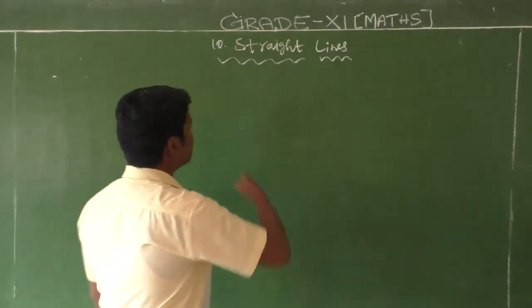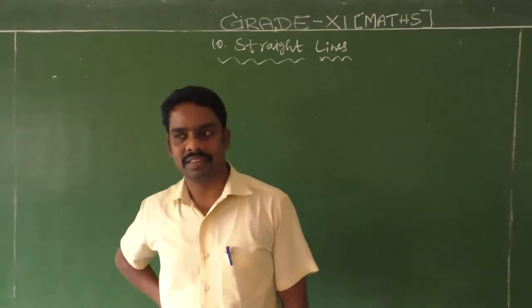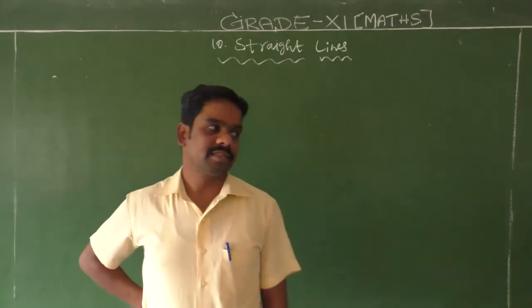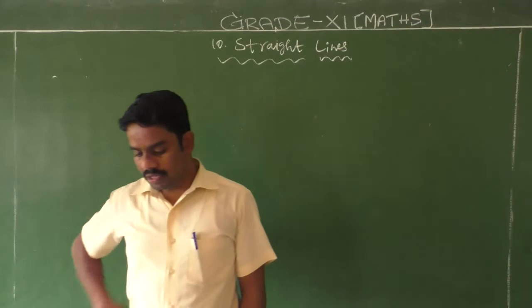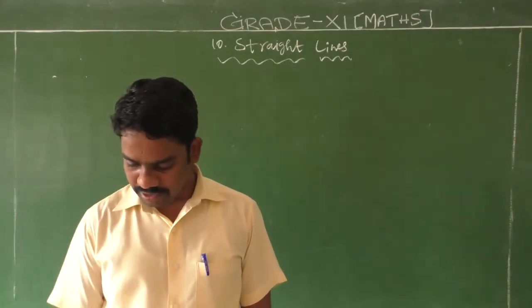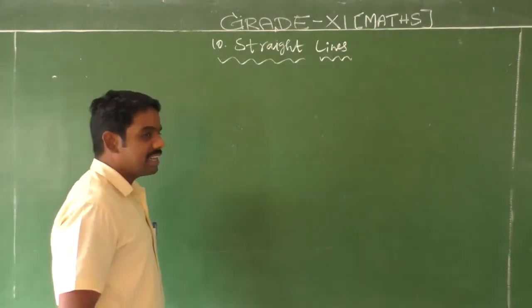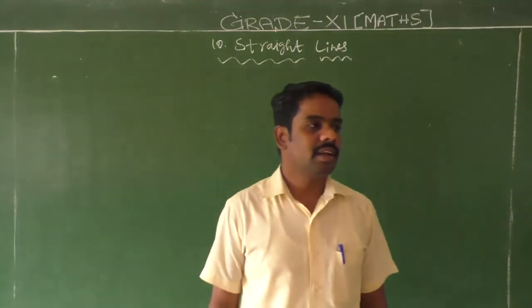Today, next unit, the 10th unit, chapter number 10, Straight Lines. Take your book, page number 203, chapter number 10. Straight lines is a very simple chapter.